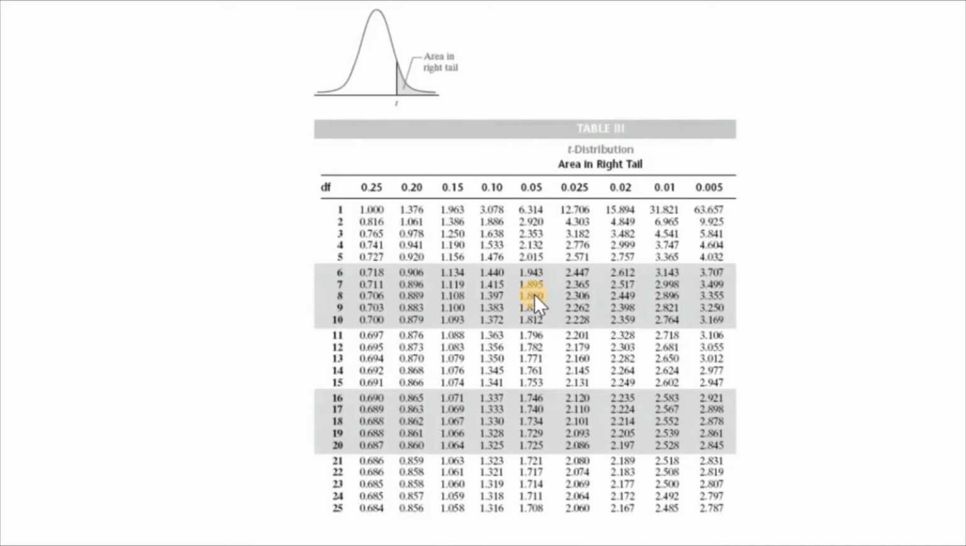Now, look at the column of alpha by 2. Since it is a two-tailed test, look at the column of 0.05 by 2, which is 0.025. So this column. And look at the row of degrees of freedom, which is n minus 1, which is 16 here. So basically we'll be looking at the row of 16 and column of 0.025. So that gives us 2.120, this number here.